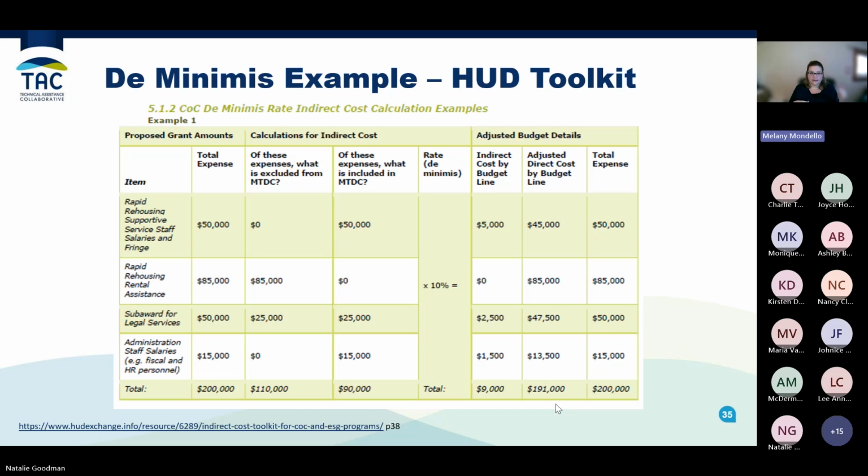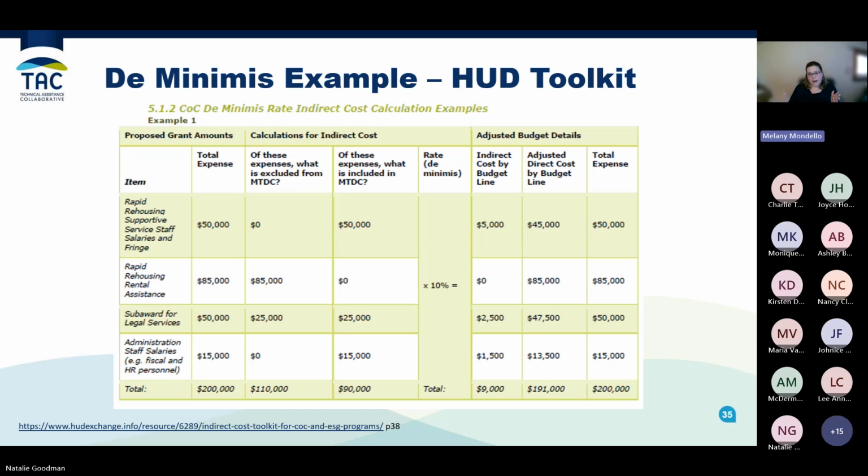So we have a rapid rehousing service, staff, salary and fringe. The second row is my rental assistance expenditures. I have a subaward for legal services to help the people that are in the rapid rehousing program. And then I have administration costs, so project administration costs, down at the bottom. You can see what's included and what's excluded. So you would have a similar kind of exercise within your project with your finance department about what you're going to include and exclude. You can see the rental assistance is not included. So when it comes out the other side, that would be a 0.